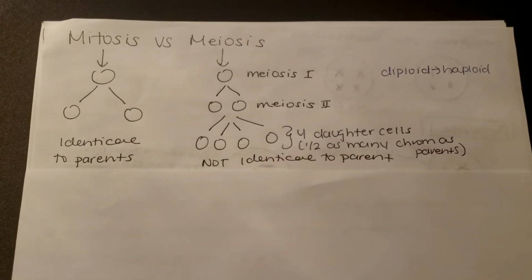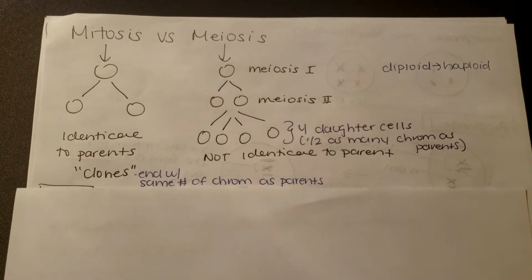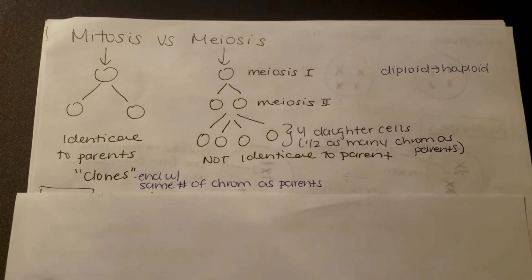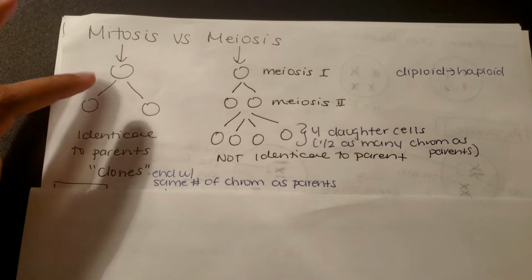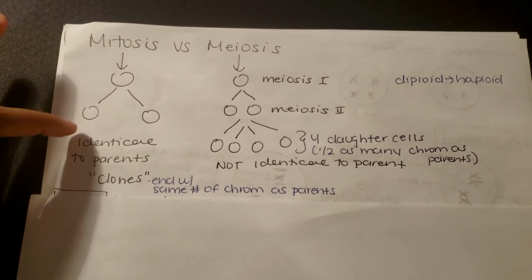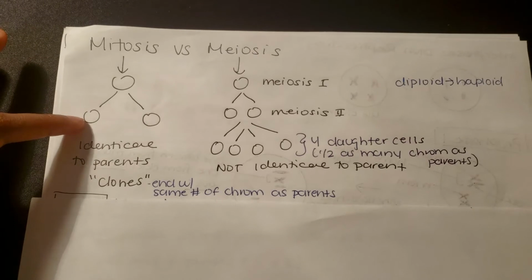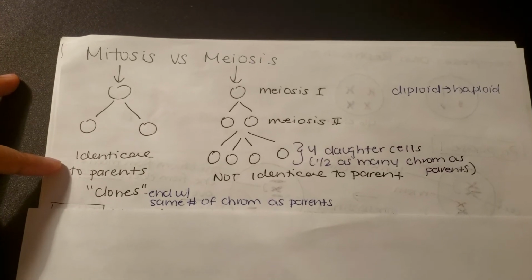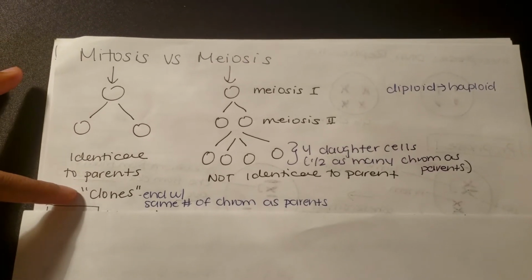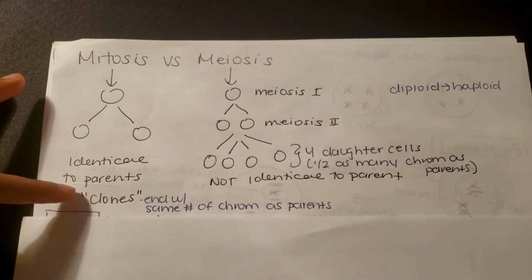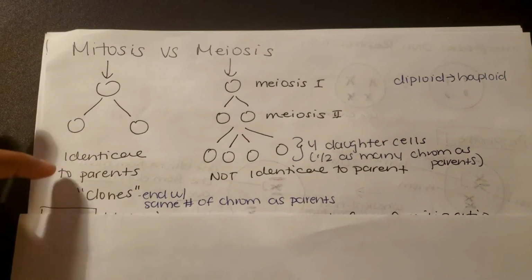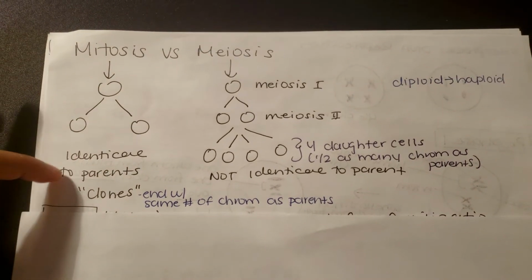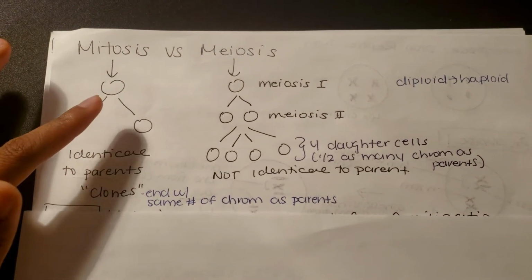So one thing that we can say is that mitosis comes from one parent or one cell, and then it can divide into two cells. And the offspring, which are these two cells, are going to be identical to the parents. You can almost say they're like clones because they're ending up with the same number of chromosomes as the parents, and they're going to look identical to the parents. So their genes are going to look exactly like the parents' genes.